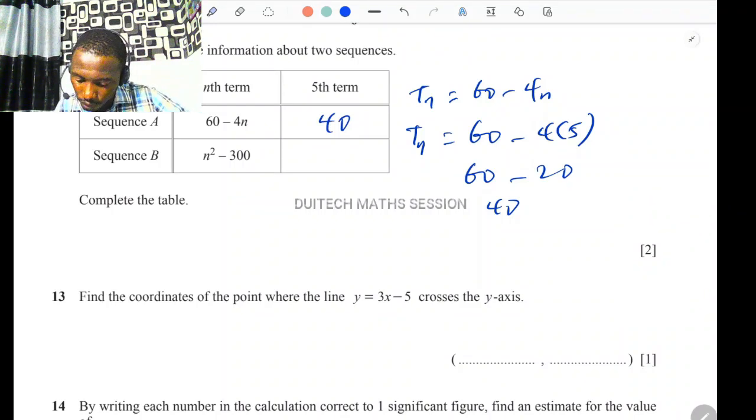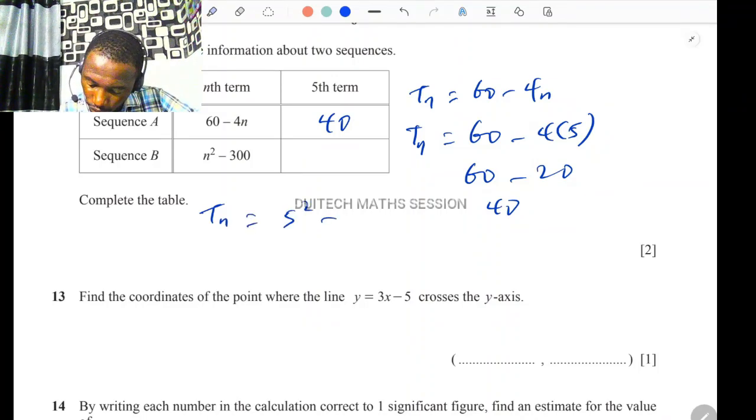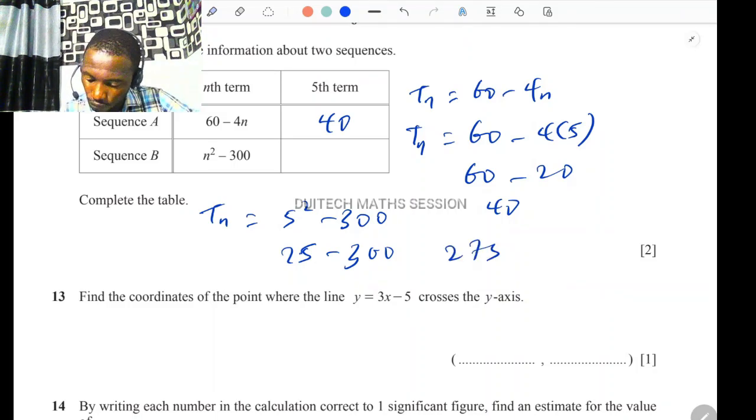For the other one it is the same. Tn equals what? 5 squared minus 300. That will give me 25 minus 300. So that will give us 275.